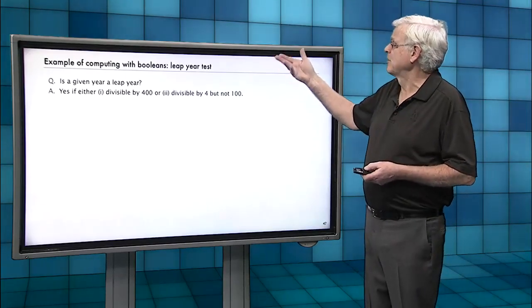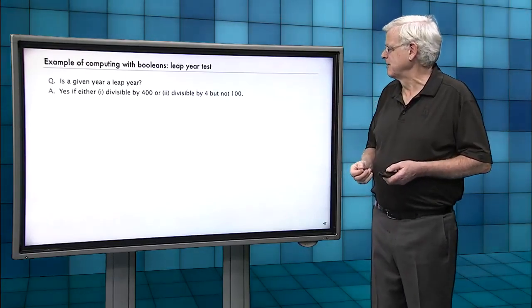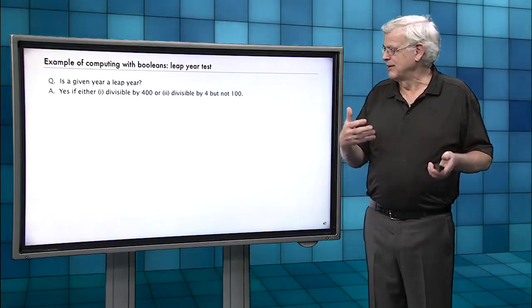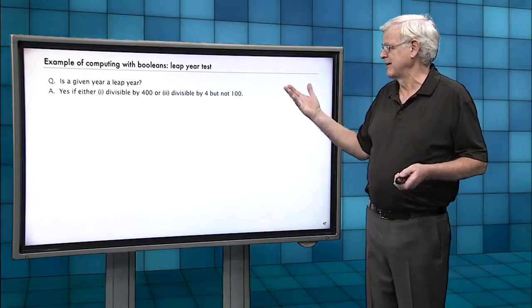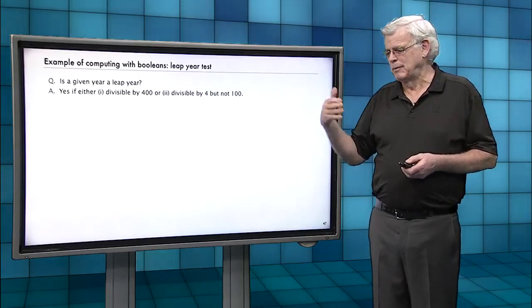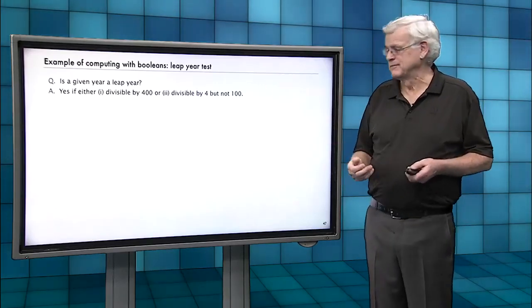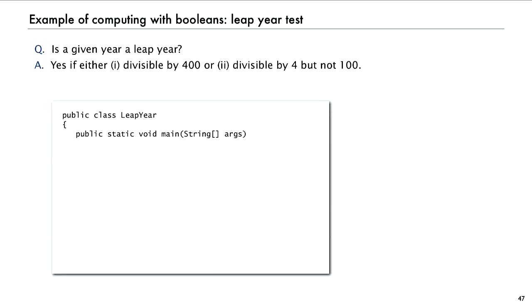So here's an example of computing with Booleans. Is a given year a leap year? Well, the rule is that it's definitely a leap year if it's divisible by 400, or if it's divisible by 4 but not 100. So that's the rule. Here's how to write a program to implement that rule.